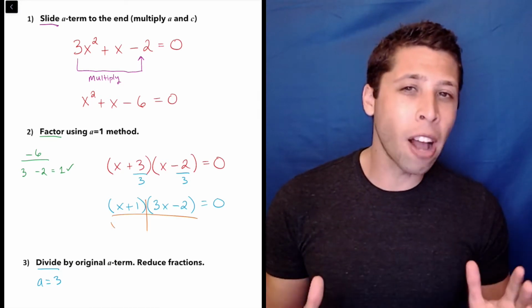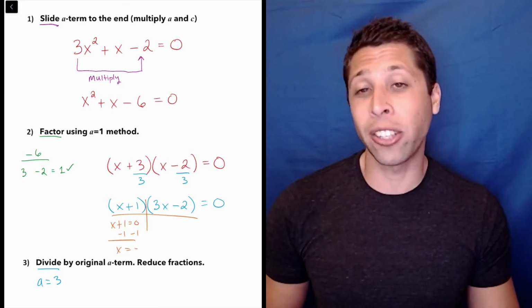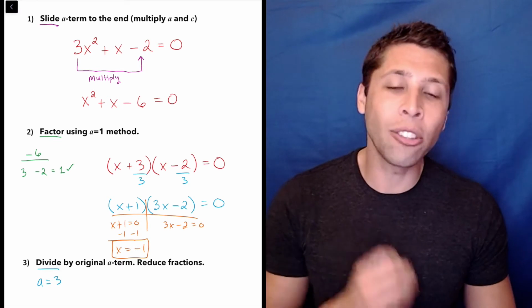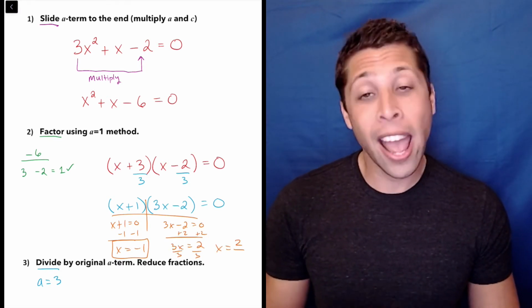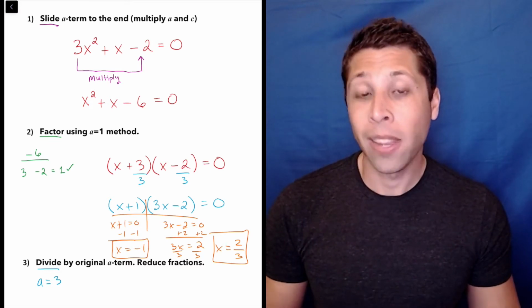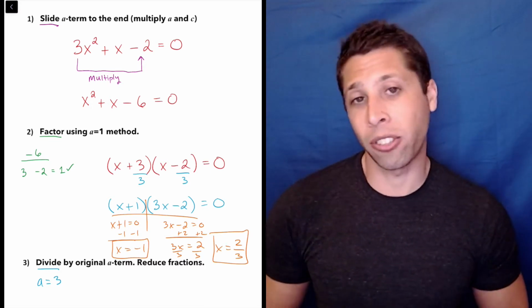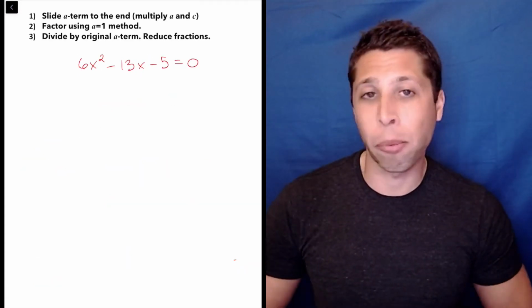But to actually solve for x, we could just keep the fraction as is, because we'd still set each factor equal to 0. Solving would give us x equals -1 and x equals 2/3. That's basically all you need for slide and divide. Let's just do it again for practice.